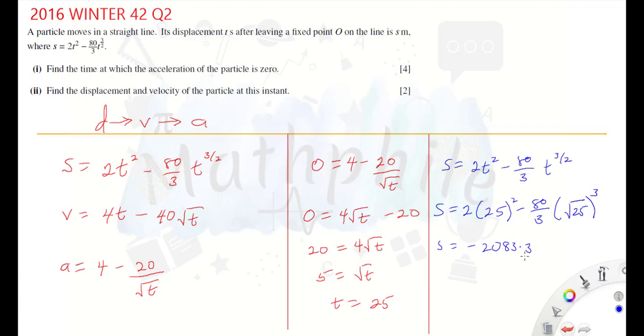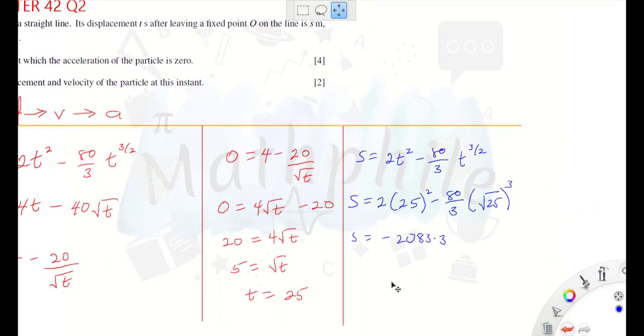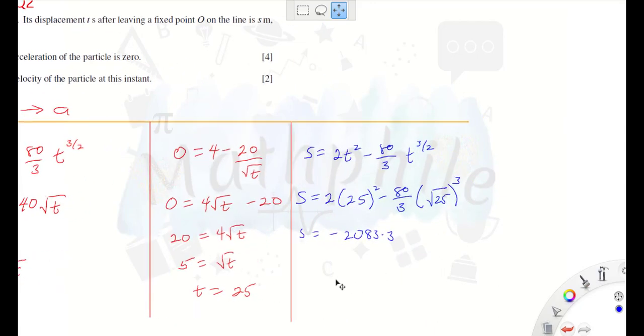So what does this tell you? It's a follow-up question. Displacement is negative. What does it tell you? This means the particle moved backwards from its original position. That means the particle passed its origin and went further.